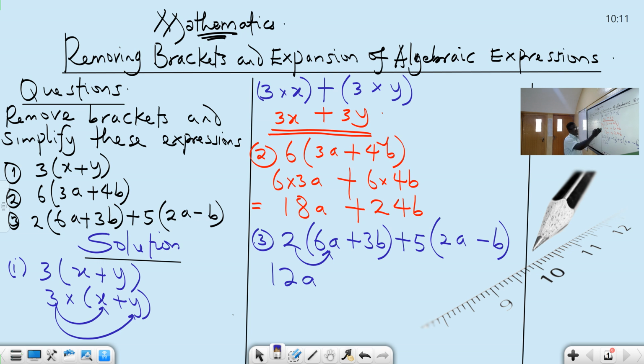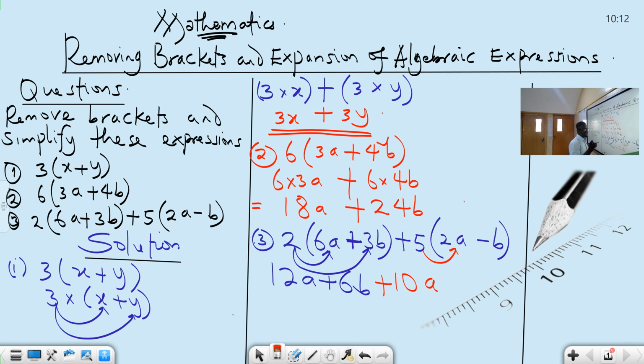I don't want to waste time writing all of this out. We've already gotten that with the first 2 examples, so we just follow through the same process. 2 times 6a is 12a. This same 2 will multiply 3b, this plus 3b, and that is plus what? 6b. 2 times 3 is 6, then b. You put your plus sign. Are we together? Now, plus this 5 times 2a, that is 10a.